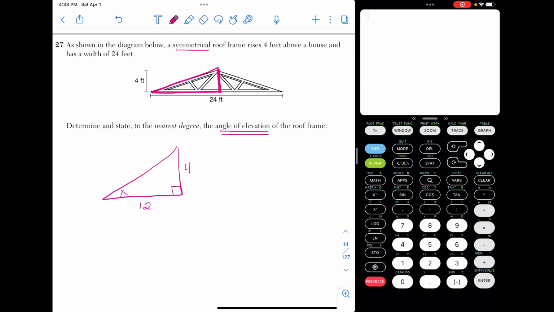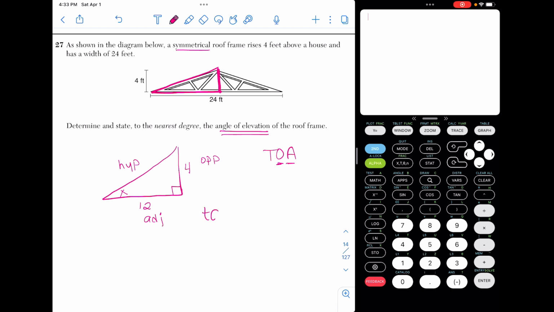Once I have that, I'm going to label my sides. So this is the opposite, adjacent, and hypotenuse. And I see that in this problem, when I pick from SOHCAHTOA, I'm going to be using tangent. Tangent is the TOA part. And the reason I'm picking that to use is because I know the length of the opposite side and I know the length of the adjacent side.